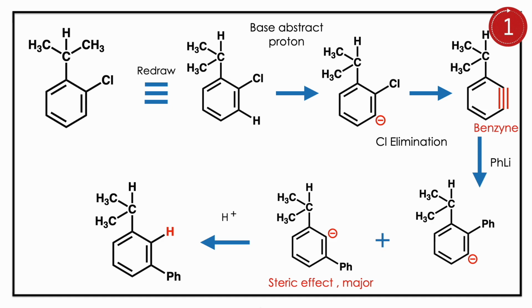Then phenyl lithium you are using. Phenyl lithium provides Ph minus, which is the nucleophile, which can attack either position, but it attacks only meta because the anion is stabilized by hyperconjugation. So due to the steric effect, phenyl attacks meta, anion formed near the isopropyl group. You have the major intermediate. Then the anion is quenched with proton. You have the final product. The concept you outline here is that steric effect can dictate the benzyne mechanism.